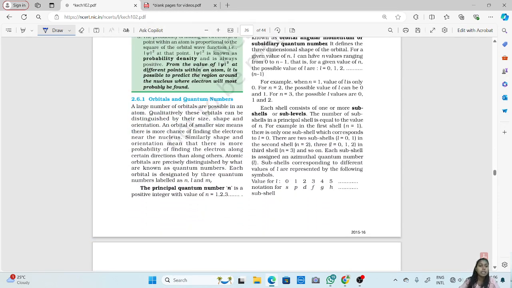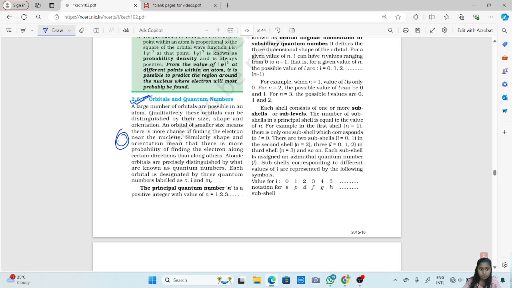Okay. Next is orbitals and quantum numbers. Now we'll see how the orbitals are shaped and how to calculate them. A large number of orbitals are possible in an atom. Qualitatively, these orbitals can be distinguished by their size, shape, and orientation. An orbital of smaller size means there is more chance of finding an electron near the nucleus.